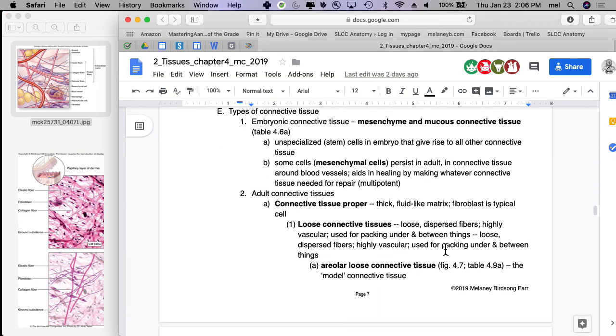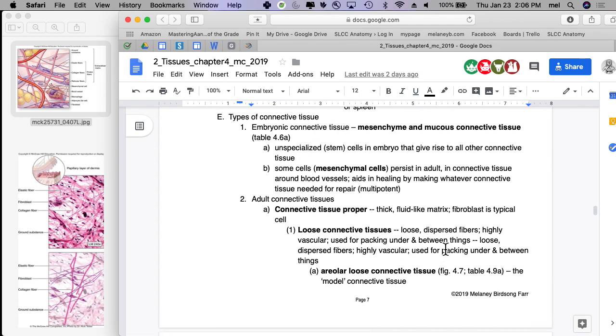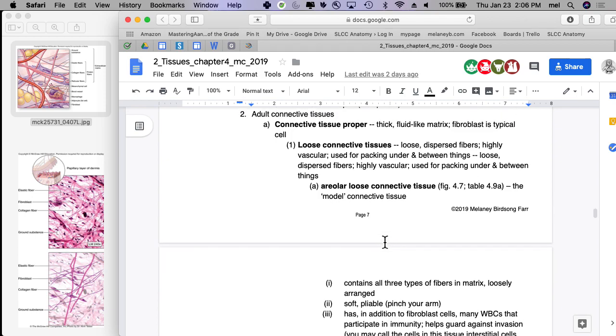Now we will get into the types of connective tissue. We already talked about mesenchyme. Mucous connective tissue is similar to mesenchyme. I don't hold you responsible for either of those slides, not identifying them visually. You do need to know what it has to do with the story, though. When we get into adult connective tissues, the adult connective tissues are connective tissue proper, supporting, and fluid.